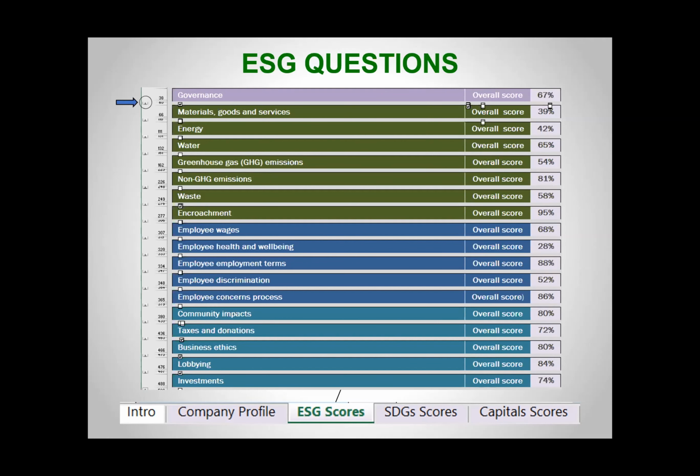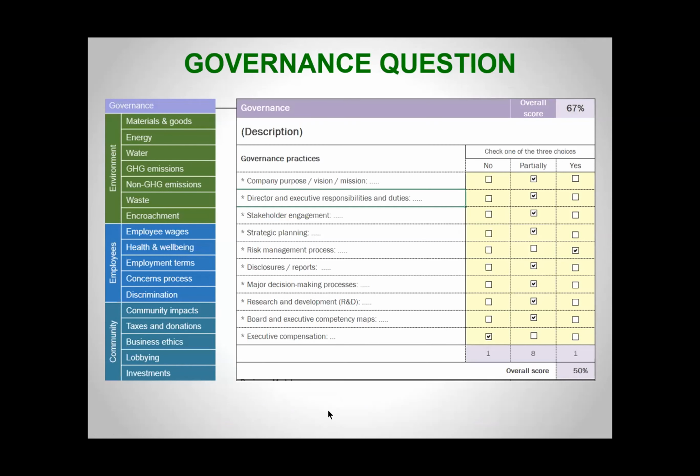So what I'm going to do now is show you a sample question, the governance question, a sample environmental question, a sample employee-related question, and a sample community-related question. I hope by now you understand that those are the three groupings that we looked at before: environmental, employee, societal ones. Those are the 18 things that we're going to assess. So, governance. Governance is pretty straightforward. There are only 10 questions.